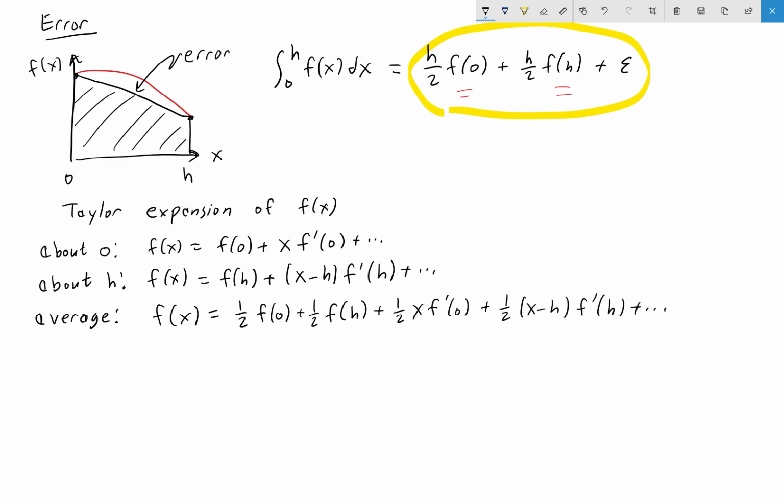Okay, so now what I want to do is take that Taylor series and plug it into the integration and basically see what's left over. And that leftover part tells me what the error is, or it tells me the size of the error.